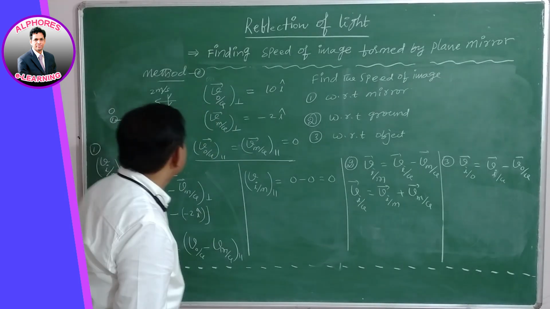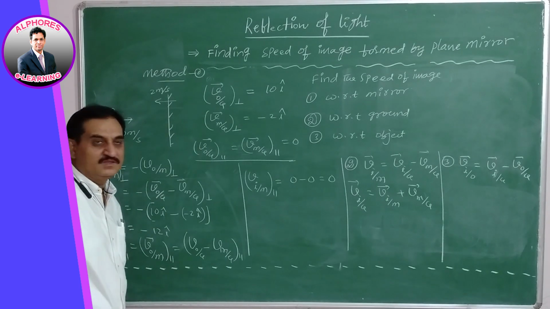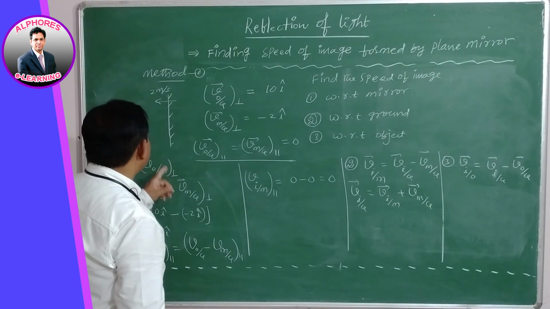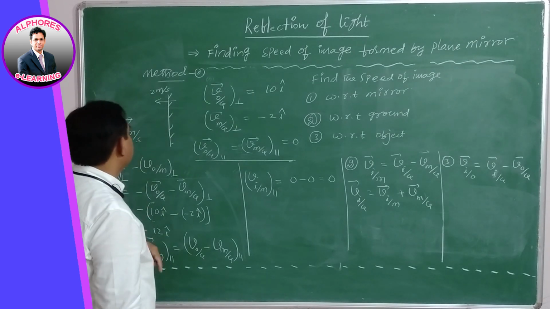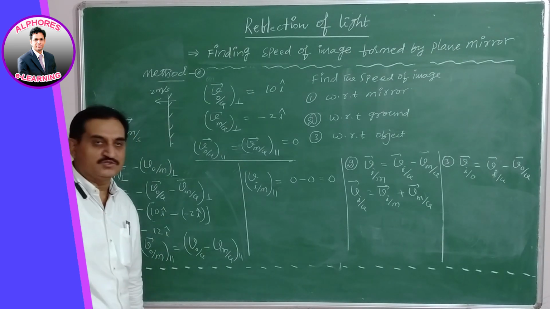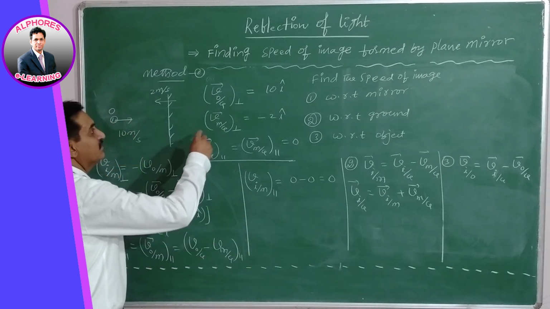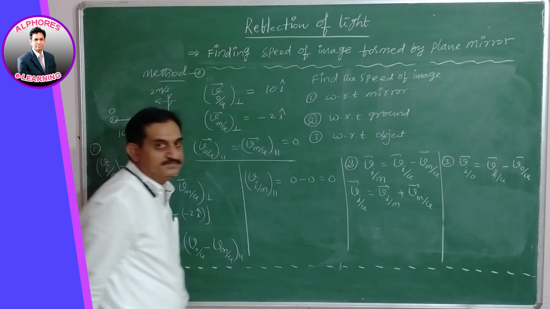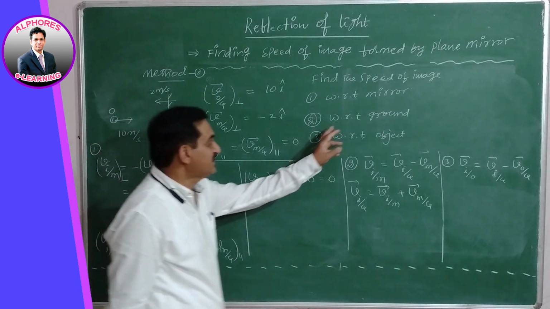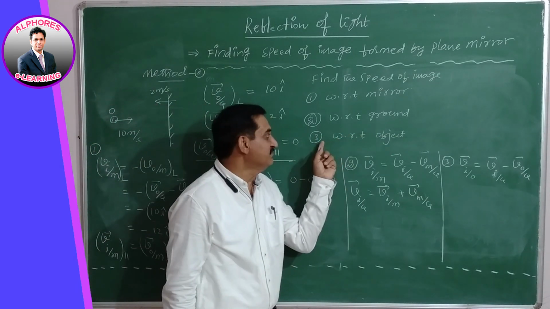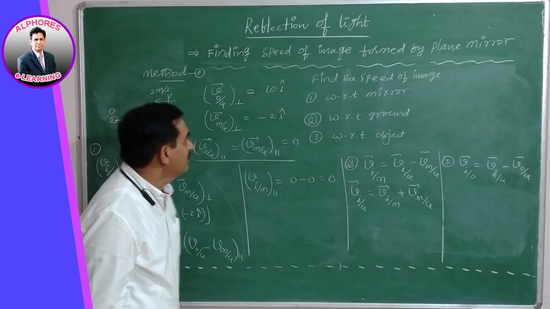Let us discuss a problem. How do you find the speed of image in a plane mirror whenever the object is approaching the plane mirror? In this case, find the speed of image: number 1, with respect to the mirror; number 2, with respect to ground; and number 3, with respect to object.